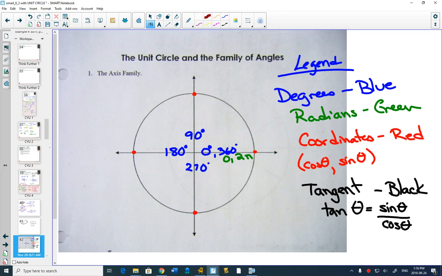Probably the next easiest one to do in radians would be 180 degrees. How much is 180 degrees in radians? Pi. So then what is 90 degrees? Pi over 2. If it's half of 180, it's half of pi. And 270, well, if this is pi over 2, 2 pi over 2, this will be 3 pi over 2.